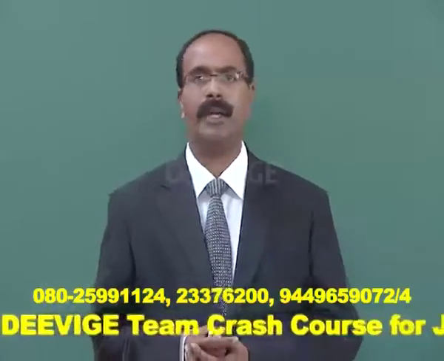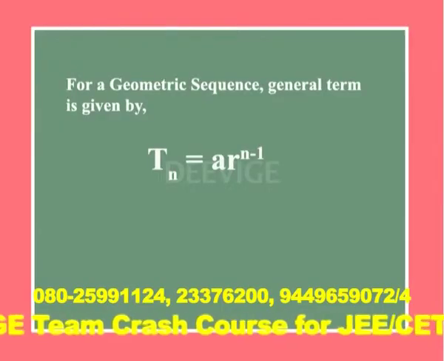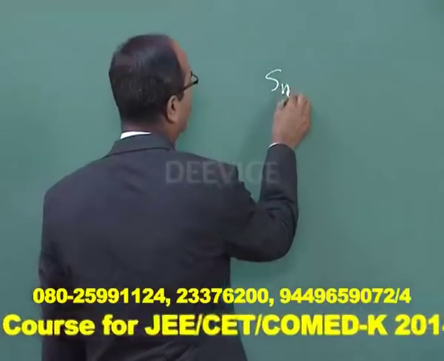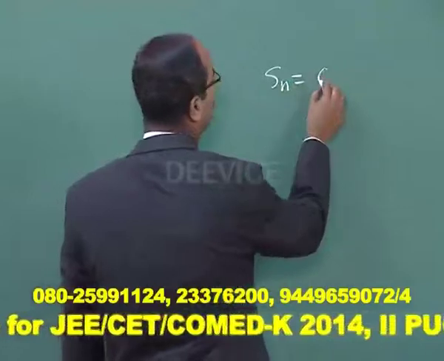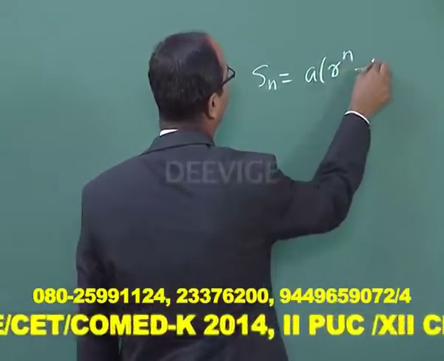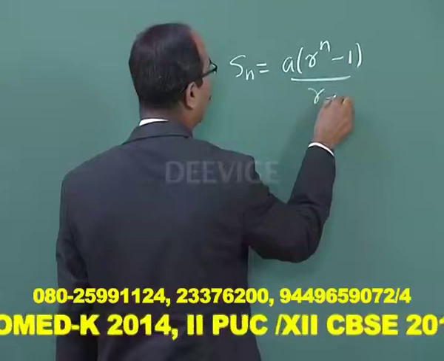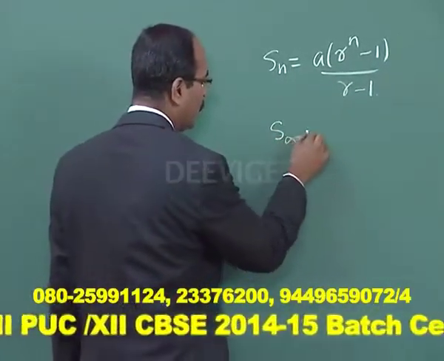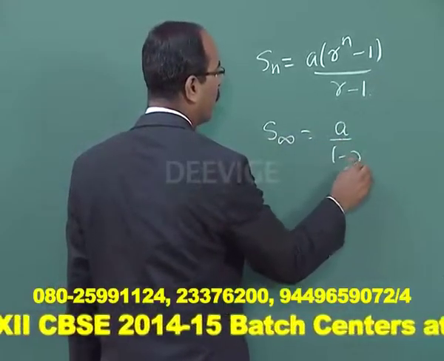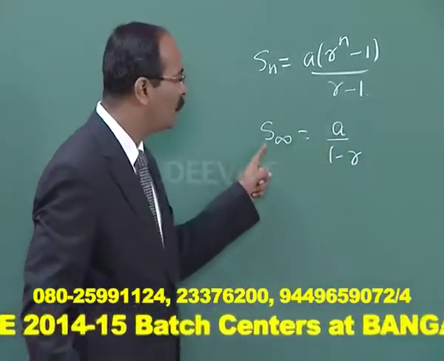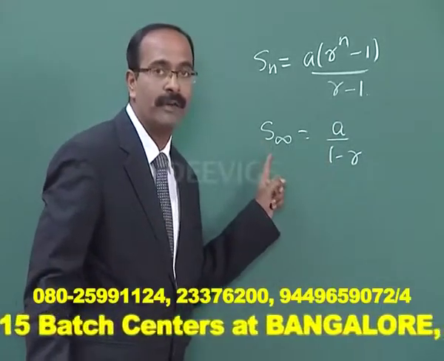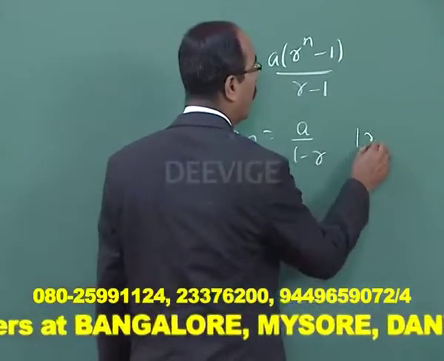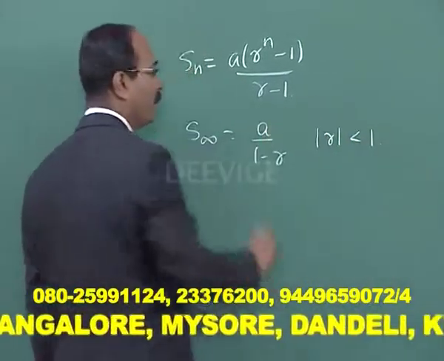For a geometric sequence, the general term is given by Tn is equal to a into r to the power of n minus 1. And Sn is equal to a into (r to the power of n minus 1) divided by (r minus 1). And S infinity is given by a divided by 1 minus r. This formula we can use only for a sequence having infinite geometric terms and where the common ratio modulus of r is always less than 1.